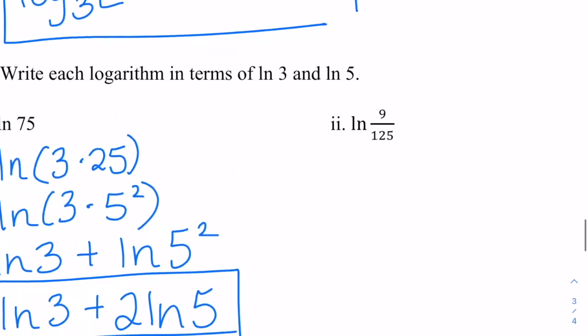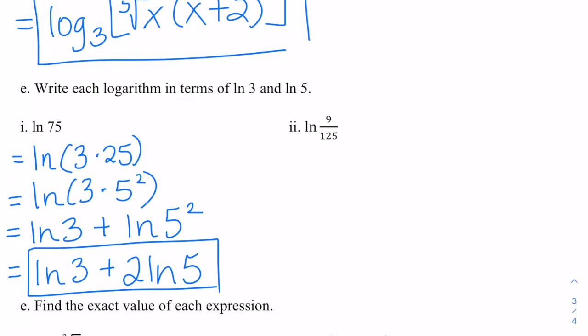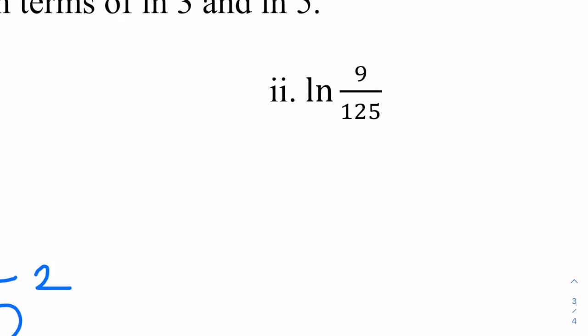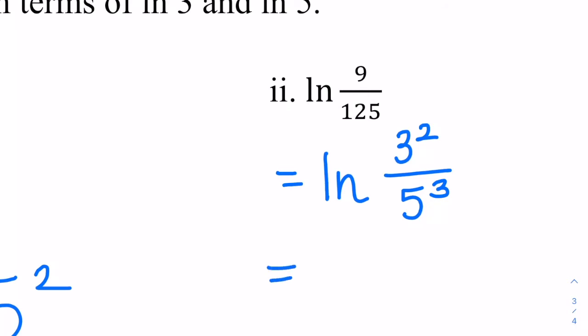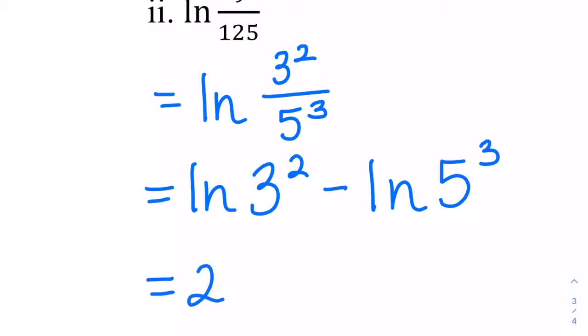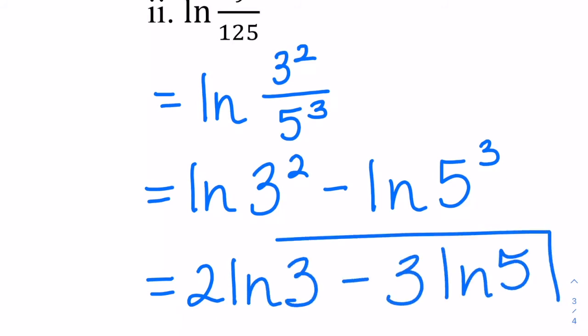For the next one, again, we're trying to use multiples of 3 and 5, and you can probably see this pretty clearly. This is a natural log, and this will be 3 squared over 5 cubed. So when we expand that, that'll be natural log of 3 squared minus natural log of 5 cubed. And our last step is to use the power property. So that's 2 times the natural log of 3 minus 3 times the natural log of 5.